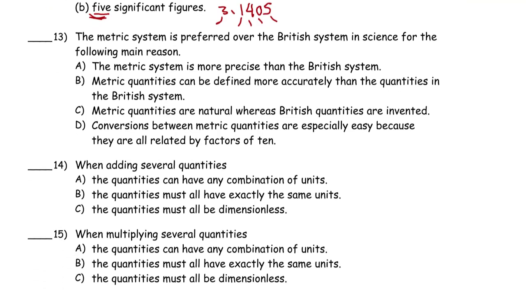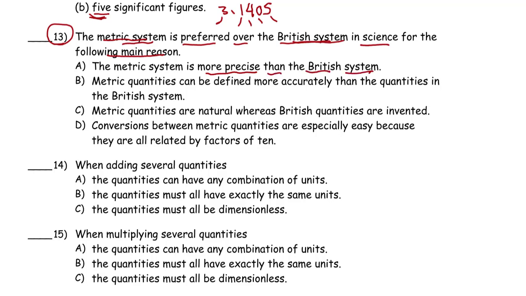Let's move to number 13. The metric system is preferred over the British system. Why do we prefer the metric system over the British system in science? For the following main reason. What is the reason for choosing the metric system instead of the British system? Letter A, the metric system is more precise than the British system.